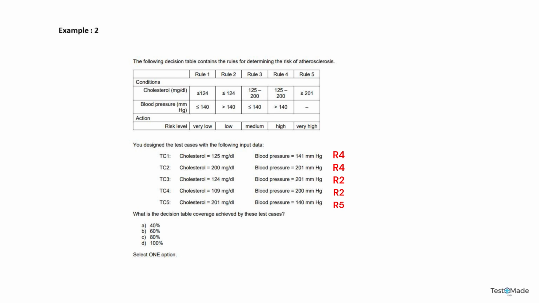So the 5 test cases cover 3 rules out of 5, which is 60%. Correct answer is B.